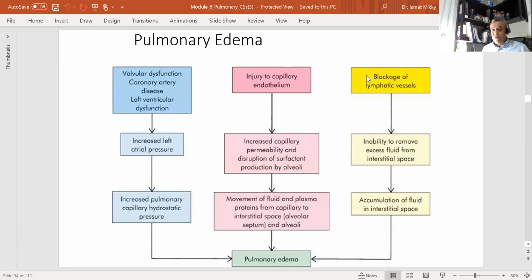Blockage, which is obstruction of the lymphatic vessels, injury to the capillary endothelial lining of the capillaries in the lungs, or valve dysfunction, dysfunction of the valves, coronary artery disease, CAD, like patients with angina, for example, or CHF, or left ventricular dysfunction. An example of that would be CHF.